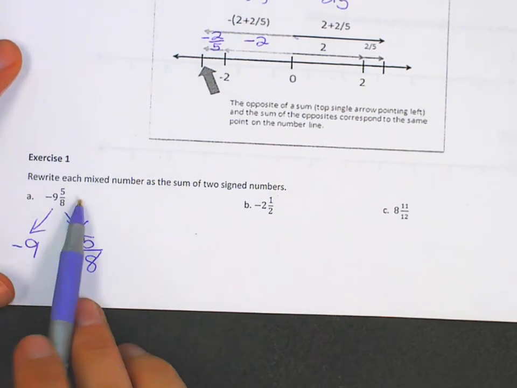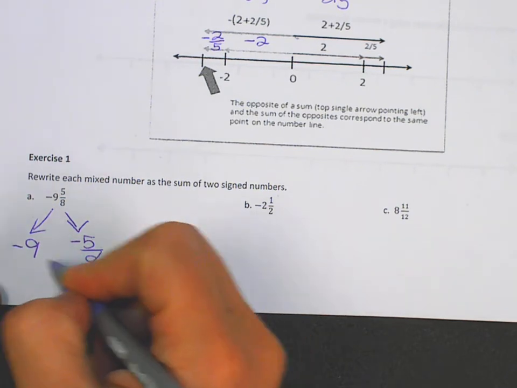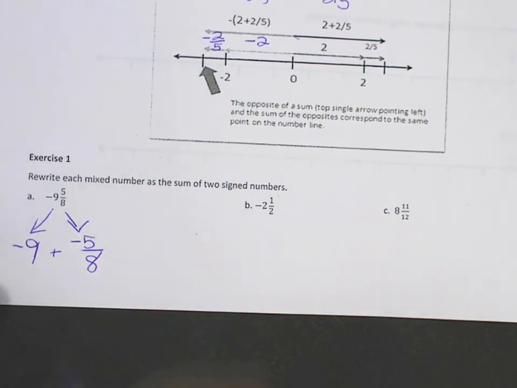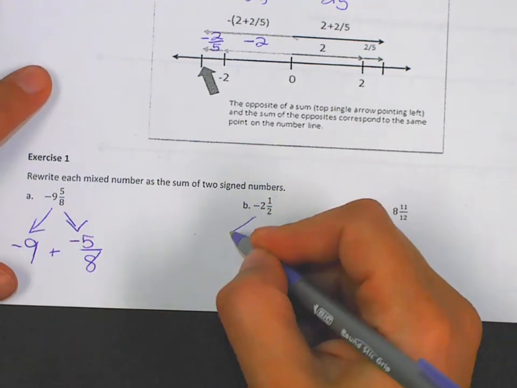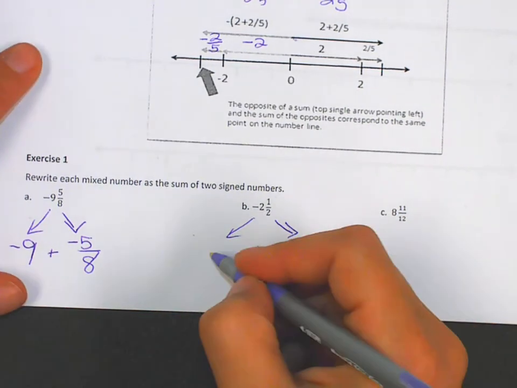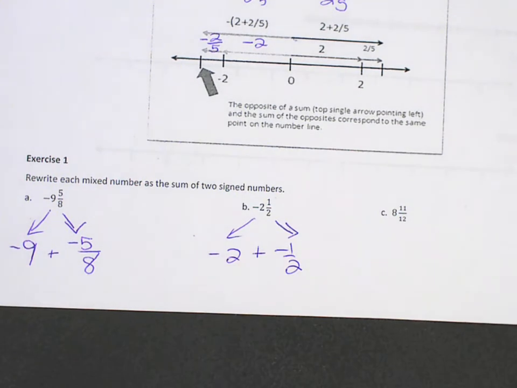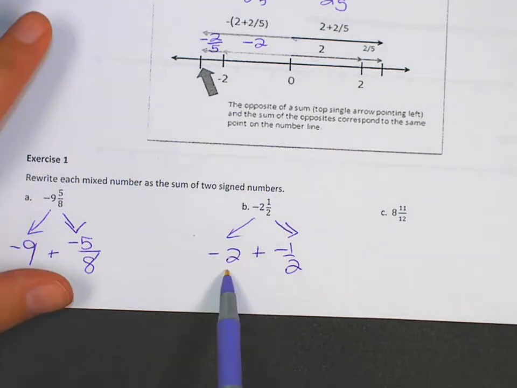A negative mixed number is made up of a negative whole with a negative part. Okay? When I say sum, it means add. So I can put a plus sign in here. A -9 and a -5/8. This one breaks up into the -2 and the -1/2. Capiche? A negative mixed number has a negative whole with a negative part.